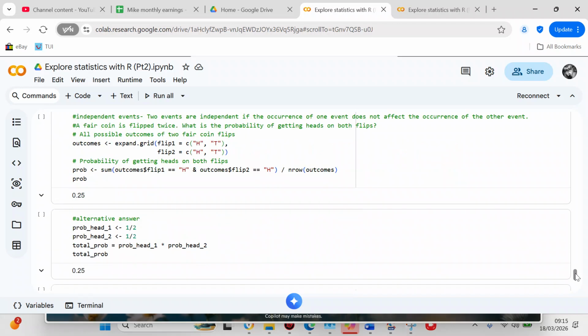So now we're going to talk about independent events. Two events are independent if the occurrence of one event does not affect the occurrence of the other event.